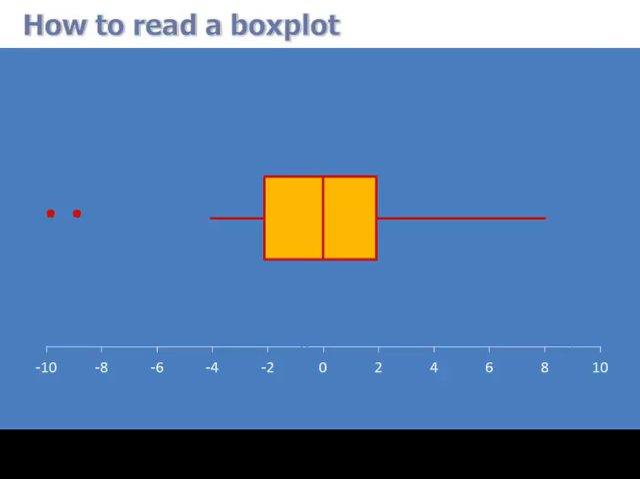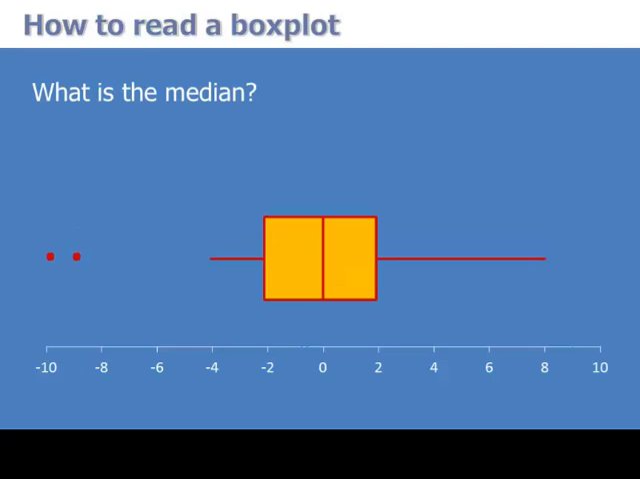For example, what is the median of this dataset? We know that the vertical line down the middle of the box represents the second quartile of the dataset, and the second quartile is equal to the median. So in this dataset, the median is equal to 0. In any box plot, the vertical line inside the box indicates the median of the dataset.